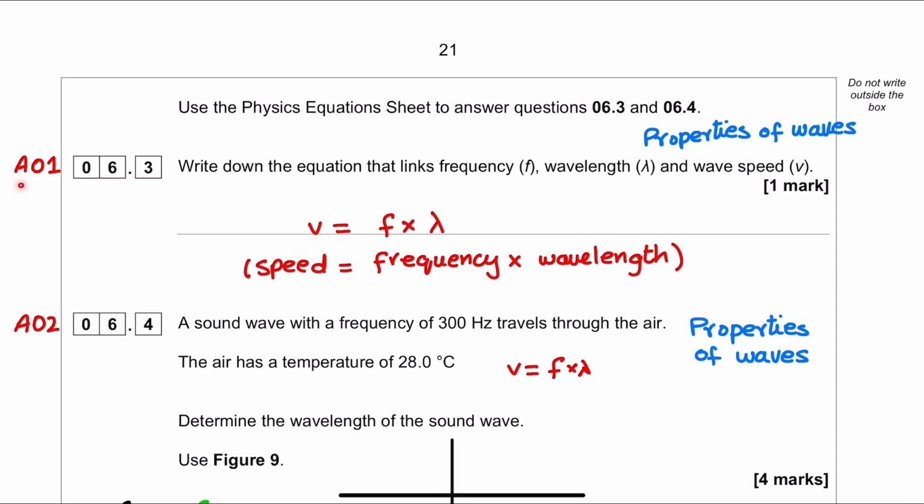6.3 is an AO1 question, which is the knowledge based question, and this question is from the properties of the waves. Write down the equation that links frequency, wavelength, and the speed. So we have the equation that speed of the wave is equal to frequency of the wave times the wavelength of the wave, or V is equal to F into lambda.